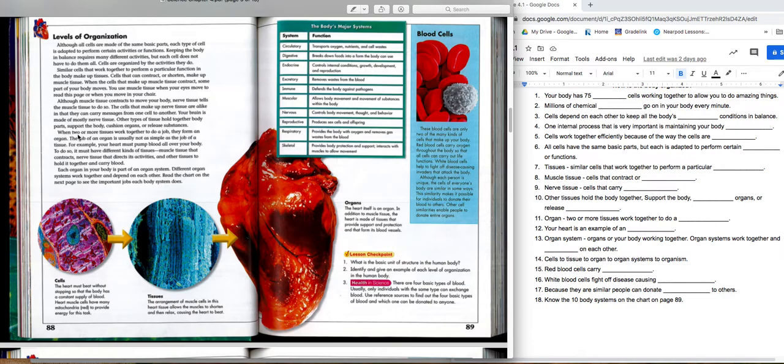Next paragraph. When two or more tissues work together to do a job, they form an organ. So now you got your next definition. Notice none of these things are in yellow, guys, because they assume you know that. But we go from cells, put a bunch of cells together, you have tissues. Put a bunch of tissues together, you have organs. Two or more types of tissues that work together to do a job.